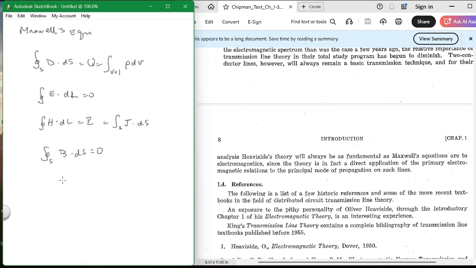The differential form of those, the point form. This is the integral form, and then the point form. Del cross E is equal to minus partial B over partial t. Del cross H is equal to J plus partial D over partial t. Del dot D is equal to rho, and del dot B is equal to 0. Aren't you glad you asked?